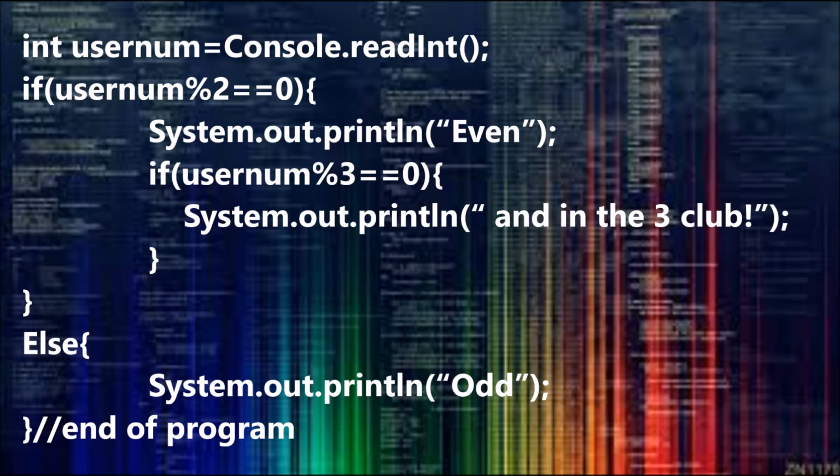If username mod 2 is equal to 0, so that means if it's even, then System.out.print even. If username mod 3 is equal to 0, which is nested within the first if statement, then System.out.print and in the 3 club. Else System.out.print odd.